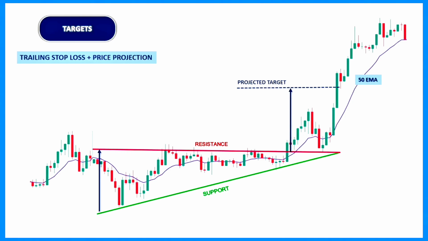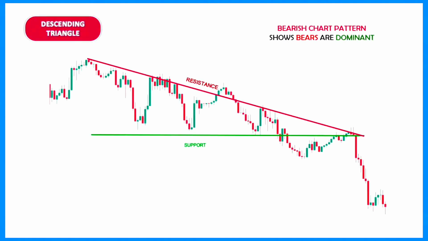This way, even if there's a sudden reversal, you protect your gains and don't give them all back to the market. The descending triangle is another highly logical chart pattern. If traded correctly, it can help you catch upcoming explosive breakout moves. This is a bearish continuation pattern, showing that sellers are in control and the downtrend may continue.